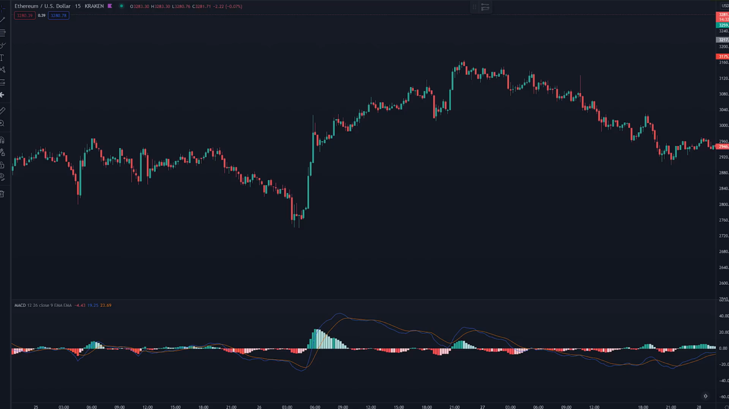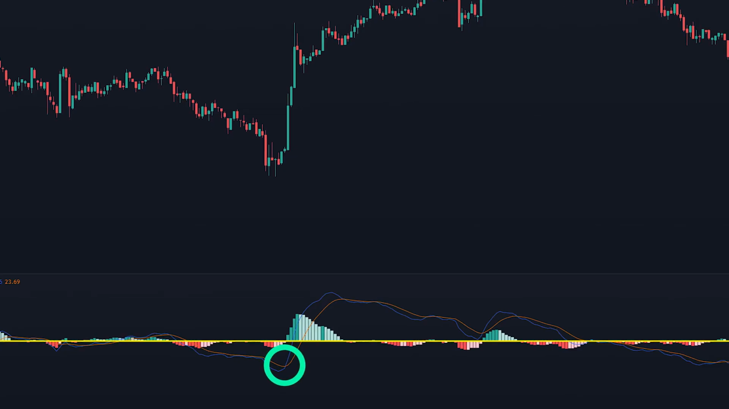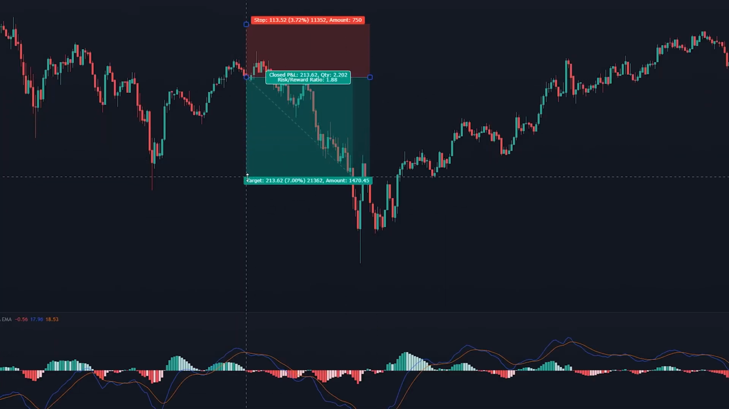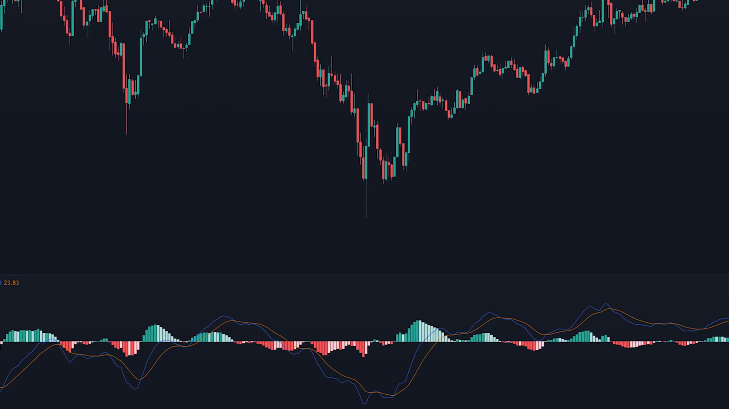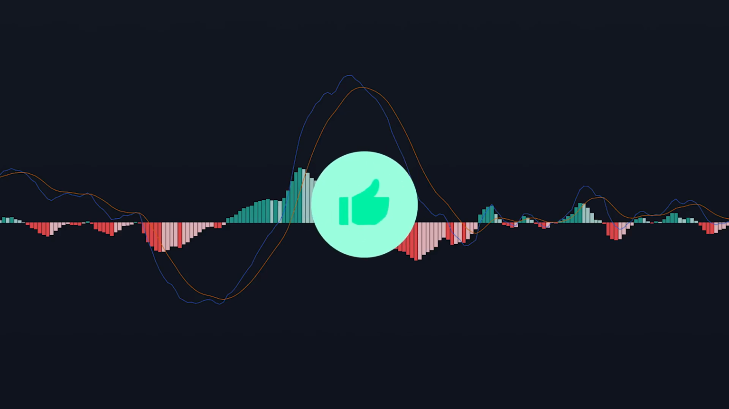So how you actually want to use this indicator is by when the line crosses upwards, but only if they cross below the zero line. If they cross and it's above the zero line, you wouldn't want to enter the trade. It's the same concept with shorting. You only want to enter a short trade if the lines are crossing downward and it's above the zero line. So as you can see, this indicator is extremely easy to use.